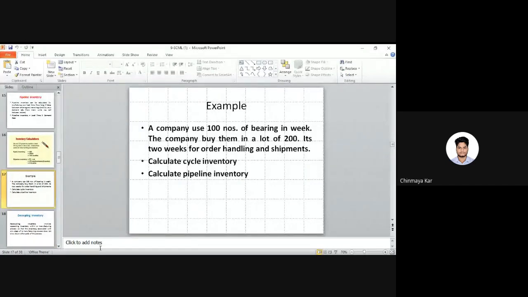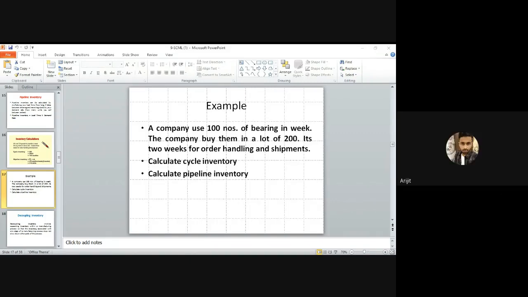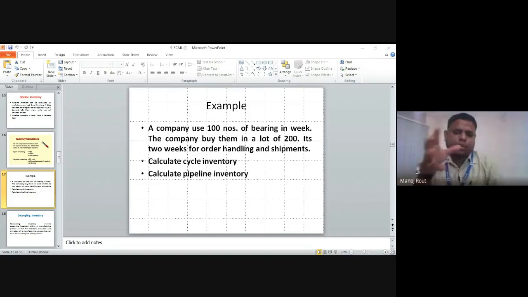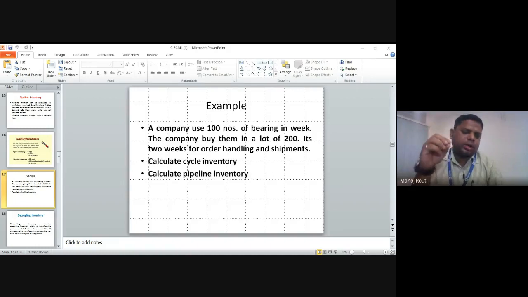Sir, can the days be converted to weeks? No, directly take the value. Suppose in a question 2 weeks is given, you take 2. Suppose 3 months is given, you take 3. Clear? Also, units should be in the form of a number, the total number. Just note the pipeline inventory formula: demand into lead time. So demand 100 into 2, 200 is the answer. Clear?